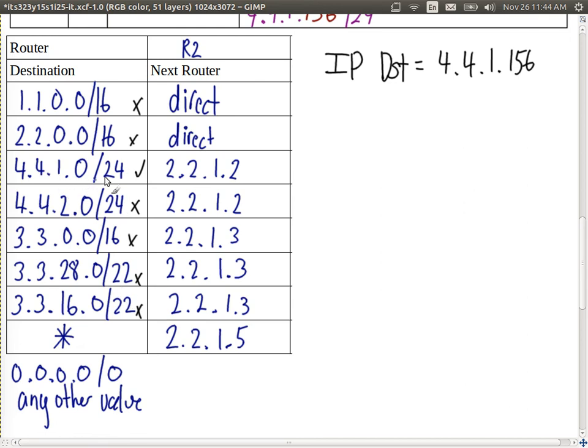Only 4.4.1.0. This is a special case. We'll just use that if none of them match. We've got one match here. So the result is that we will send to next router 2.2.1.2.